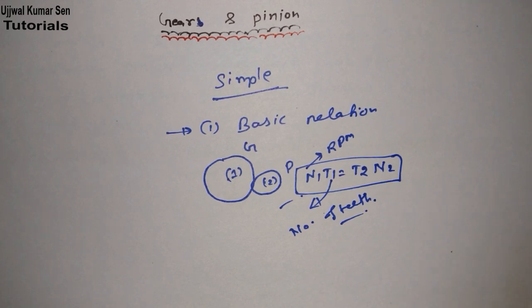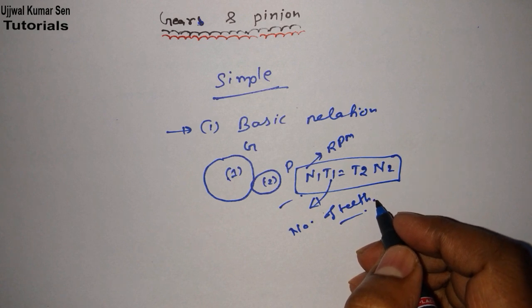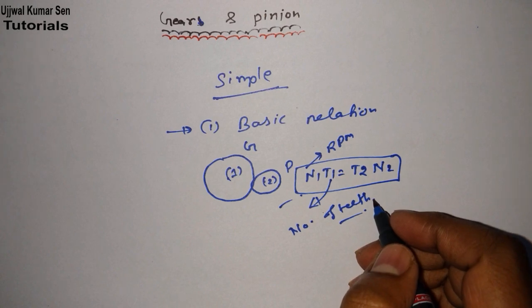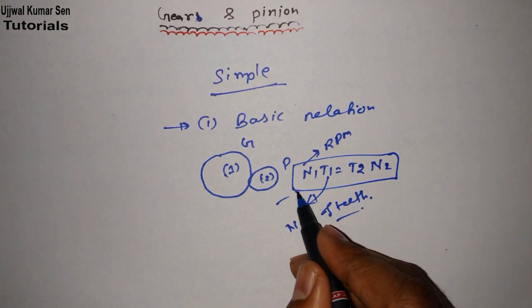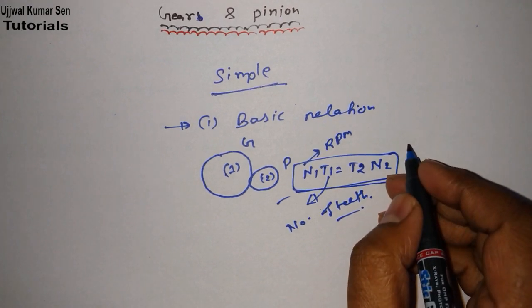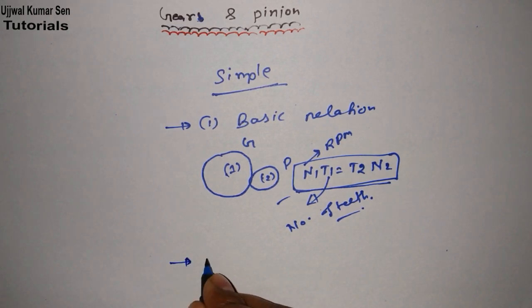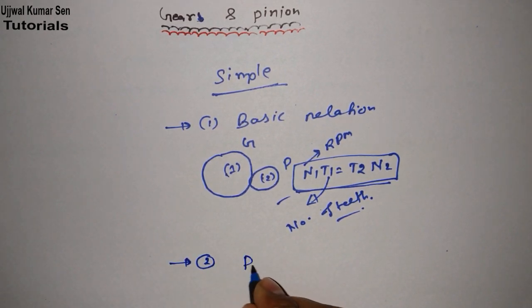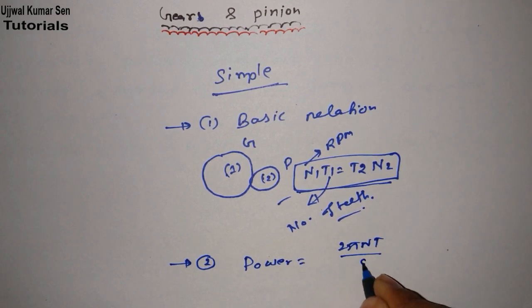This is the basic formula, and based on this formula, well, there are many formulas. Even gear terminology is most important. Even you need to find out circular pitch, diametral pitch, module. Okay, but here in this video tutorial, I am sharing with you only this relation, and based on it there is a numerical that has been asked in GATE, and another relation we have to use to solve that numerical problem, that is power is equal to 2 pi NT by 60.